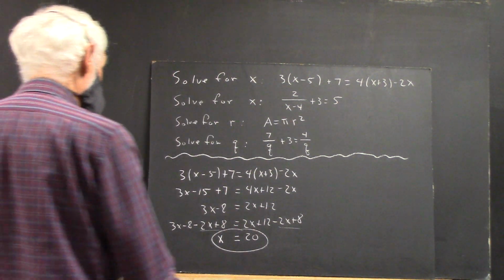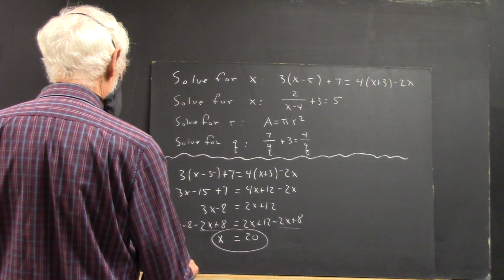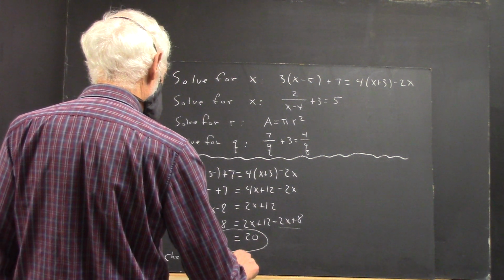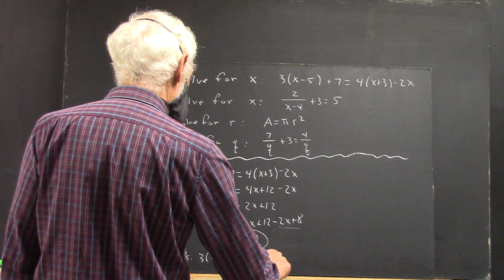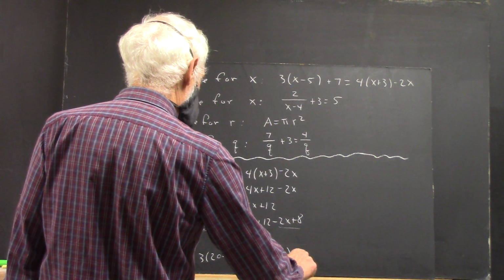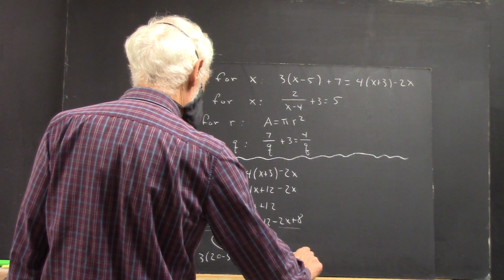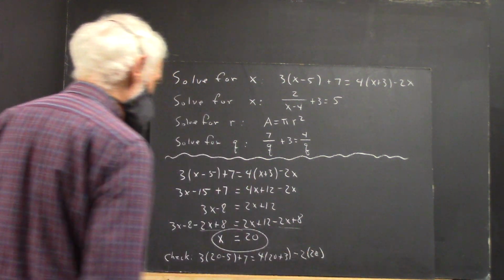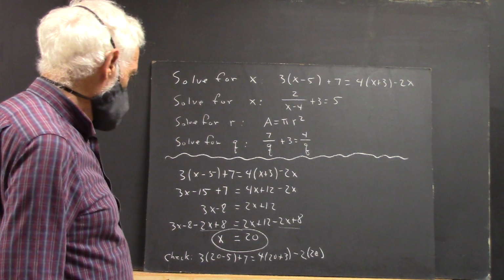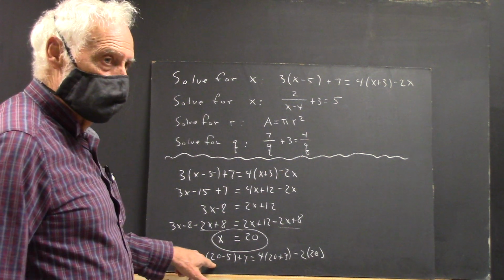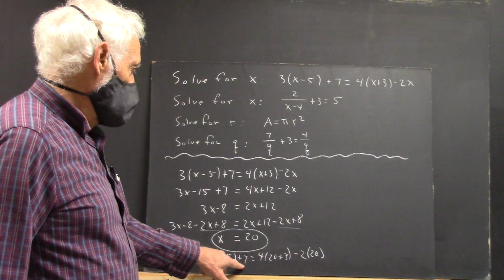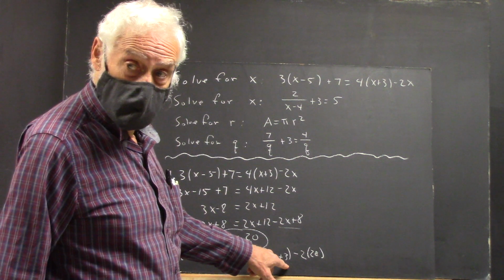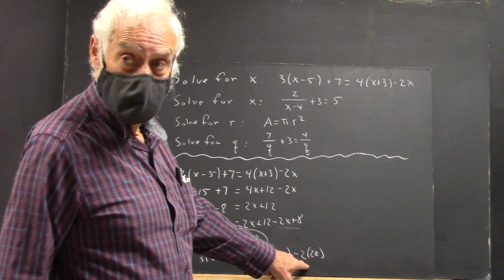Just as a reminder, check this. Three times 20 minus 5 plus 7 equals 4 times 20 plus 3 minus 2 times 20. Okay, well, you do the arithmetic rather easily. That's going to be 15. 3 times 15 is 45. Add 7, you get 52. 4 times 23 is 92. Subtract 40, you get 52.